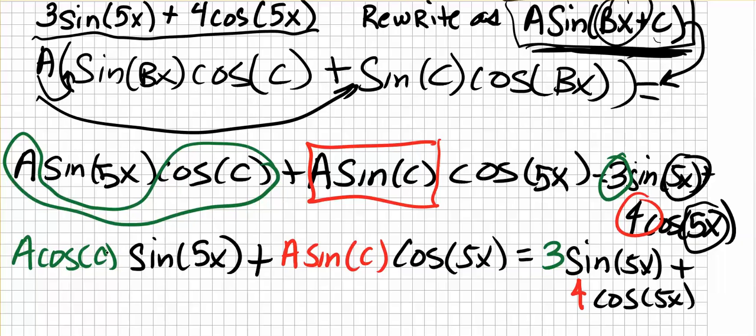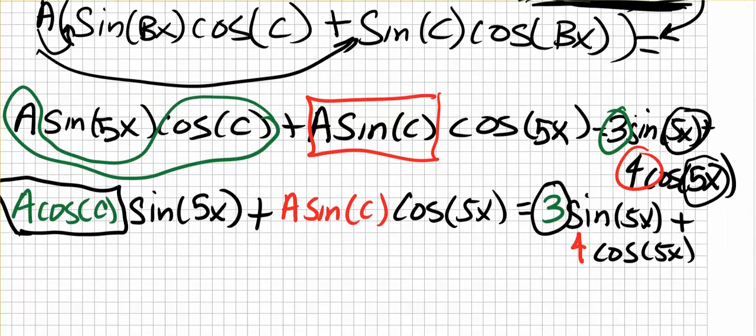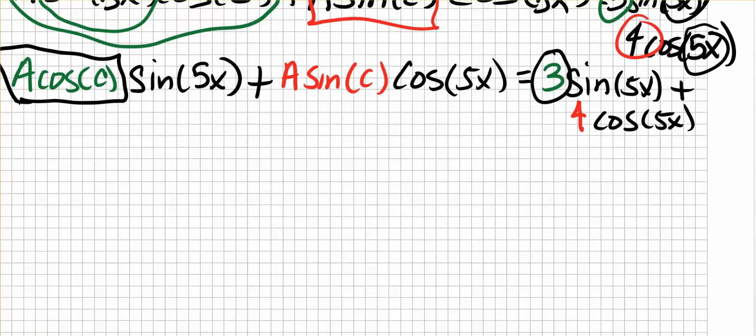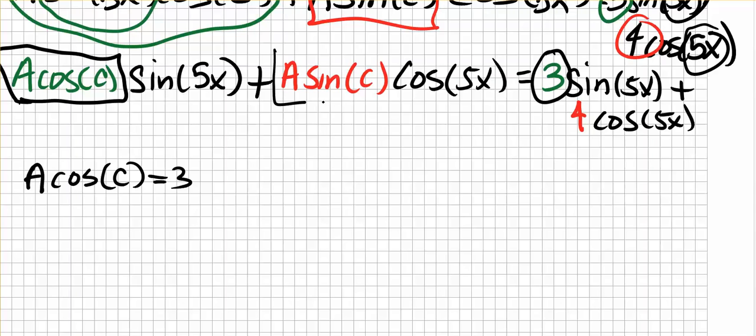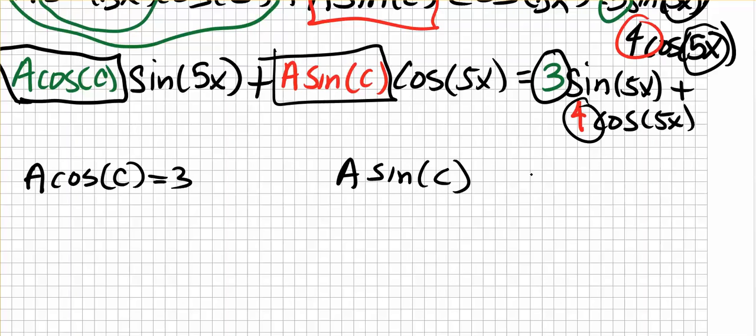So that means that in front of the sine function, we have a cosine c on the left-hand side. On the right-hand side, in front of the sine function, we have a 3. In order for the left-hand side and the right-hand side to equal each other, the sine terms have to equal each other. So we already have the sine of 5x equal to each other, but we need a cosine c to equal 3. Now we have a sine c in front of our cosine term and 4 in front of our cosine term. So in order for the left-hand and the right-hand side of the equation to equal, we need a sine of c to equal 4.